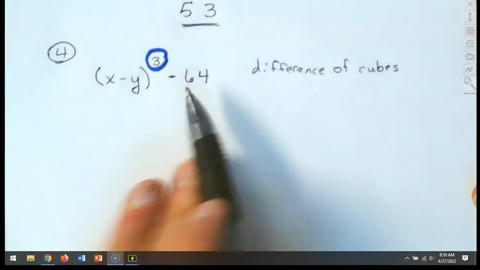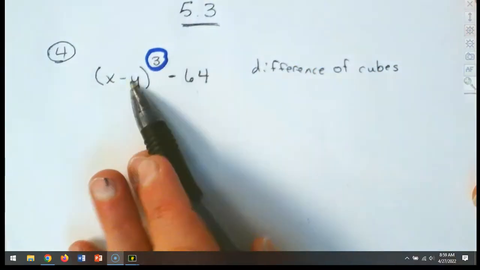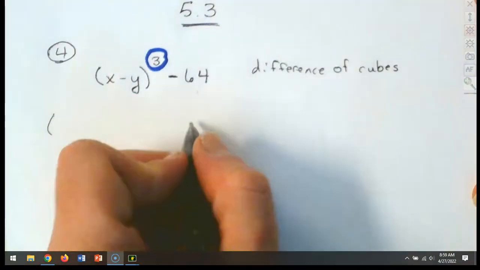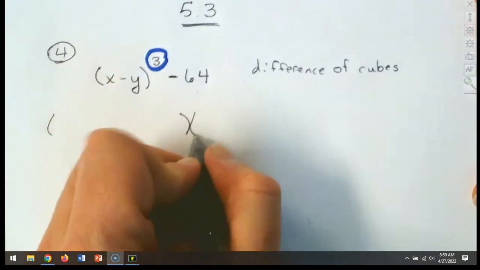How do I know it's a difference of cubes? 64 is a cube. This is cubed. Two terms. It has a negative. Okay, so I'm going to leave plenty of room for this one.